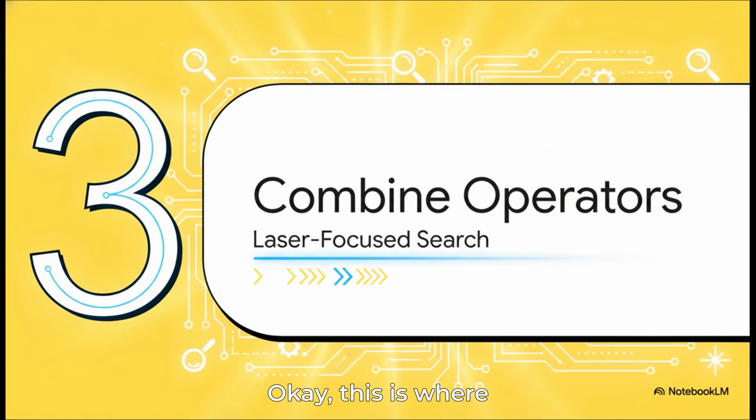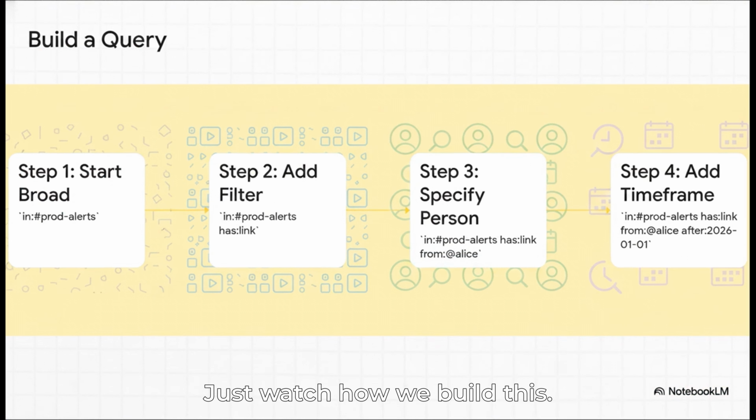Okay, this is where the magic really happens. We've gathered all the individual pieces, the what, where, who, and when. Now we're going to combine them. By chaining these operators together, you can create a search query that is so precise, it honestly feels like a superpower. Just watch how we build this.